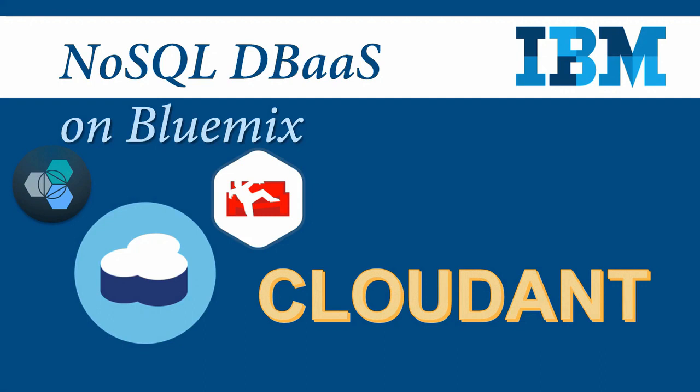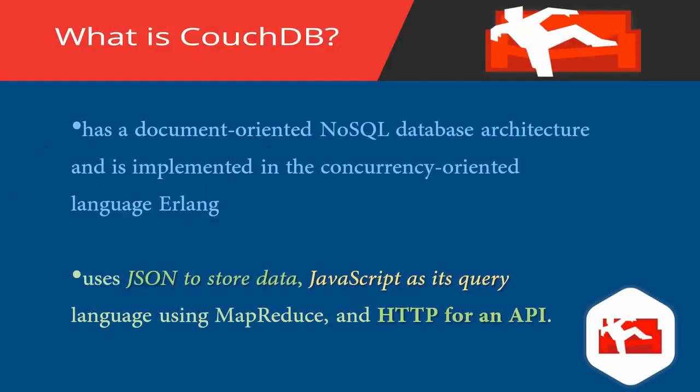Friends, we are learning about IBM Cloudant and database as a service, and here we are going to learn about the evolution of Cloudant from Apache CouchDB. So let's start. The first thing that comes to your mind is what is CouchDB? Simply put, CouchDB is also a NoSQL database because Cloudant is also a NoSQL database.